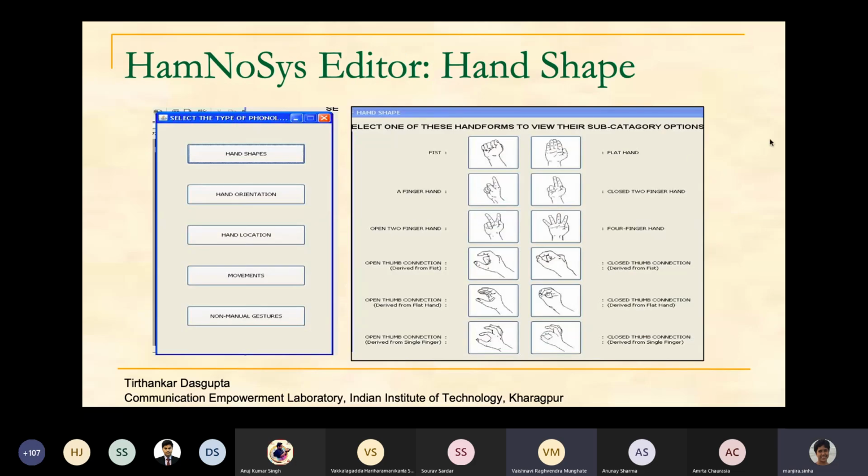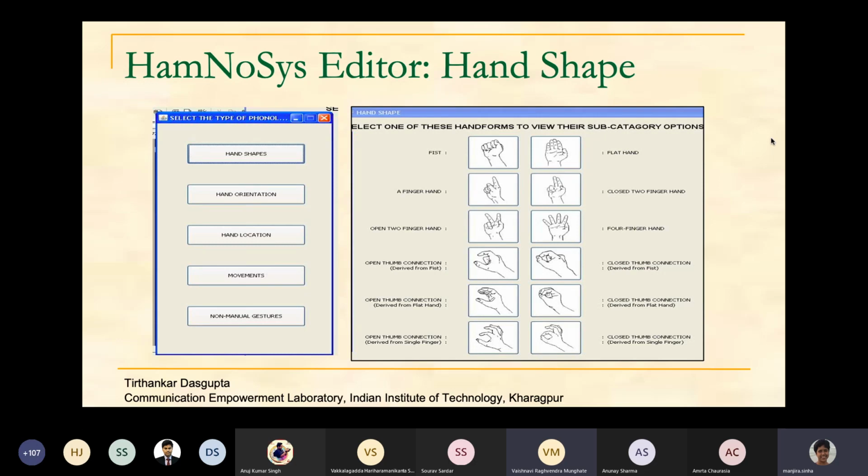This is an example of the Indian Sign Language Hamnosis System Editor. What it does is that, given a sign, at that time we did not have these beautiful animations, so this was mostly black and white pictures taken from a large sign language book, and photos digitized.